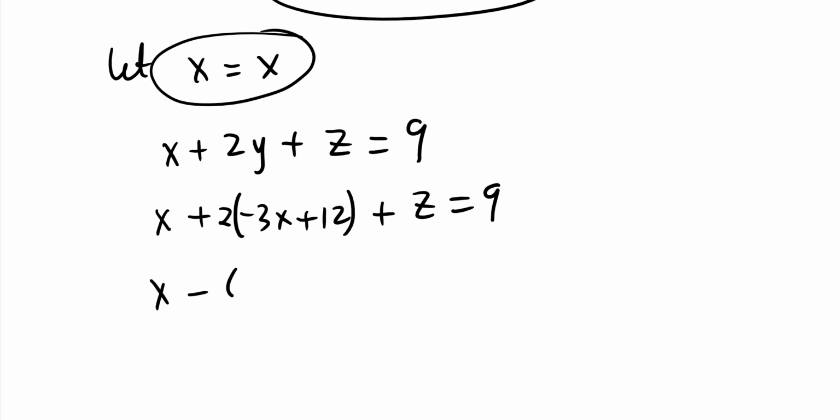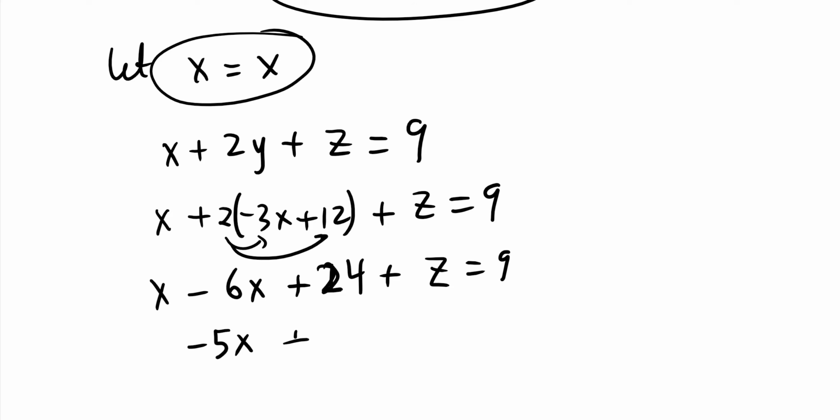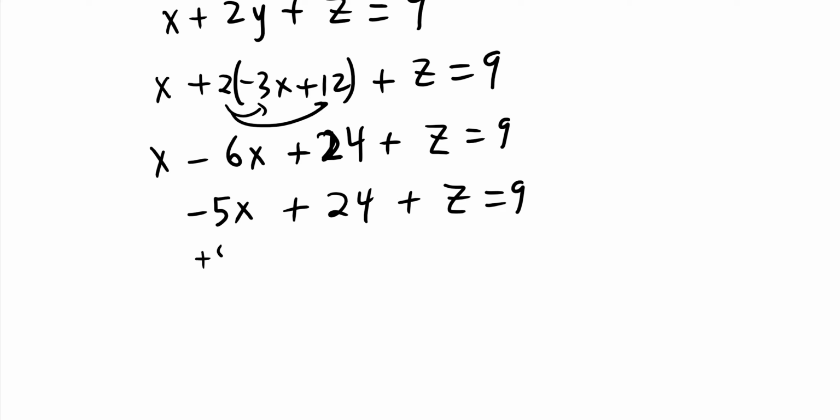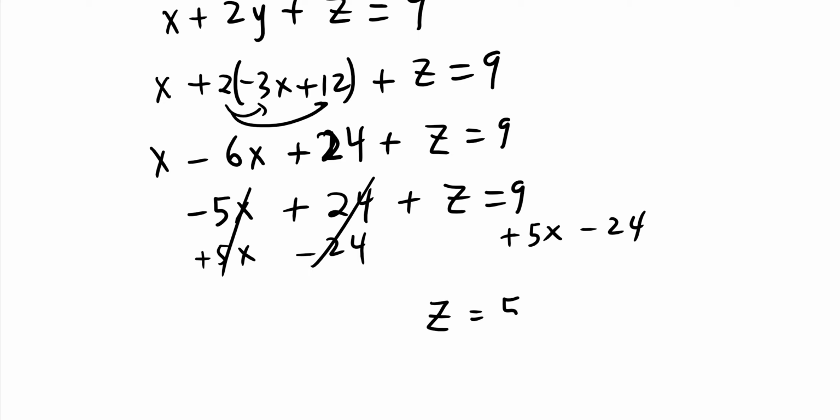So x minus 6x plus 24 plus z equals 9. I distribute the 2 in. If I simplify, that's negative 5x plus 24 plus z equals 9. And now I'm going to add 5x to both sides because I want to solve for z, and subtract 24 on both sides. These cancel, so you get z on the left side, 5x, 9 minus 24.